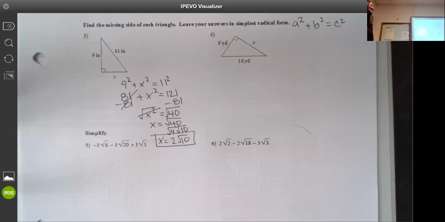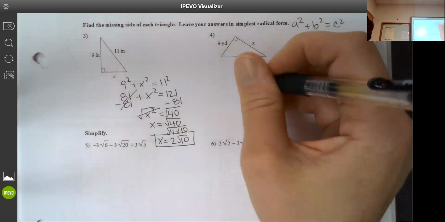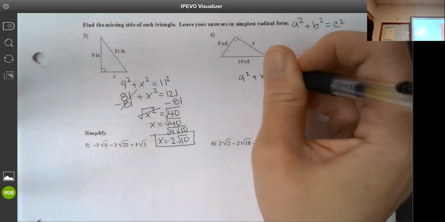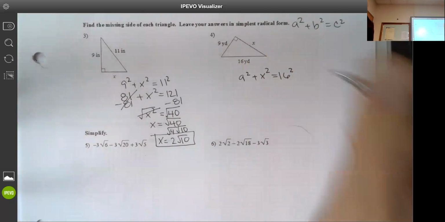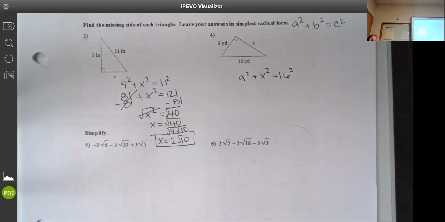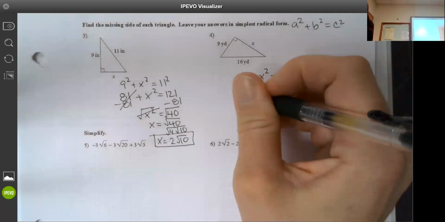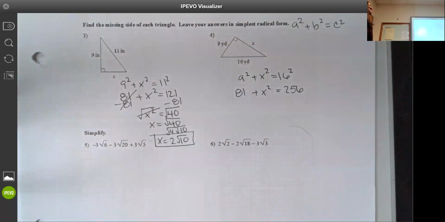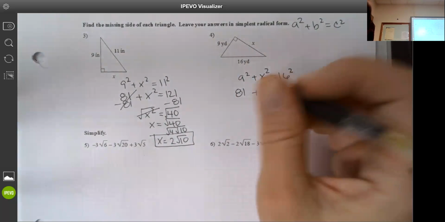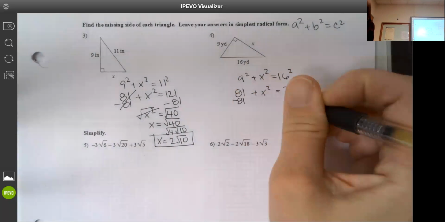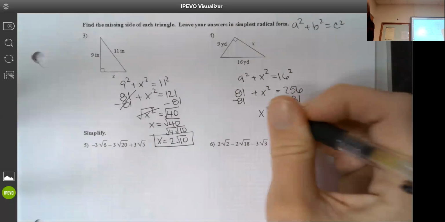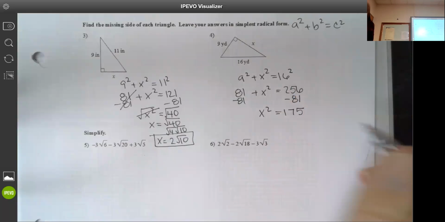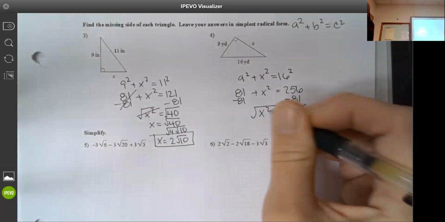Number 4 is similar, so I have a missing side, and I'll have 9 squared plus x squared equals 16 squared. And my leg is what's missing. And it doesn't matter if the x and the 9 are flipped around. So again, I have 81 plus x squared equals 256. 16 squared. And I subtract 81. And x squared equals 175. Same idea, I take the square root.